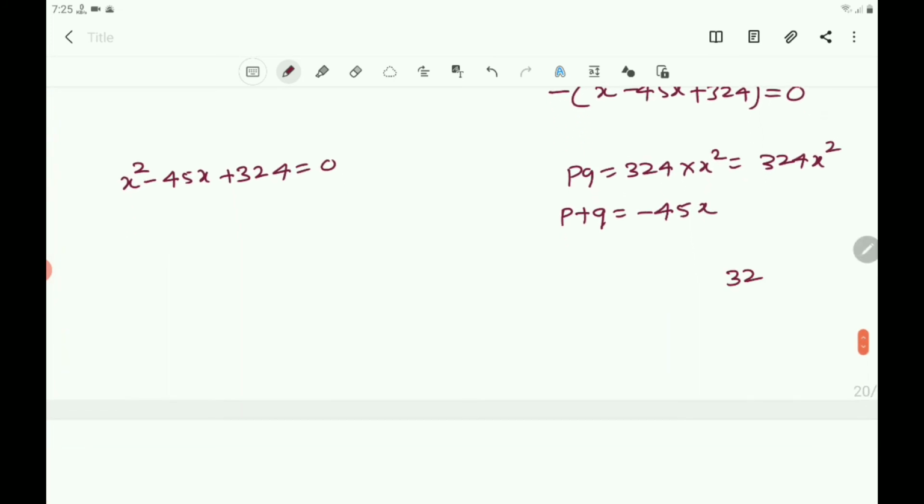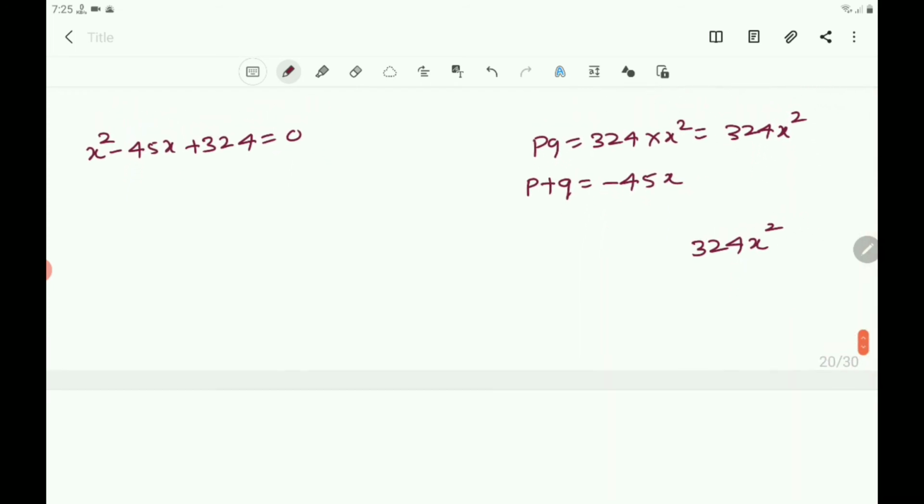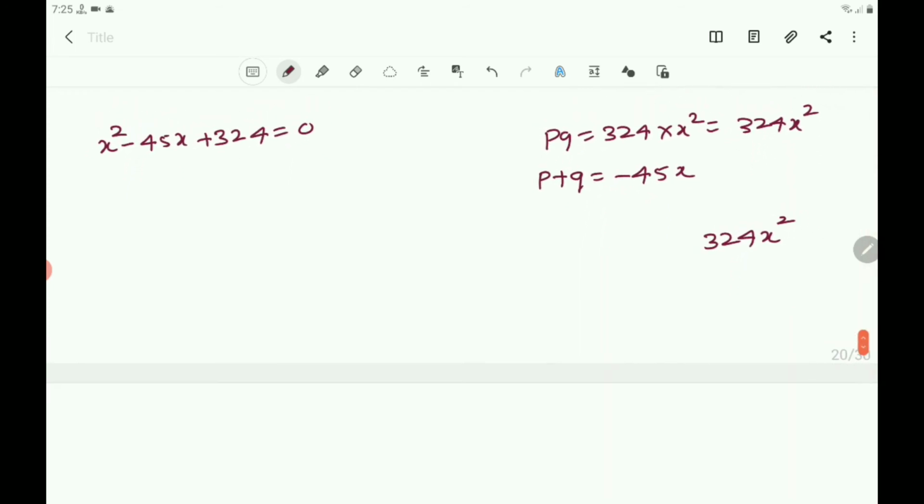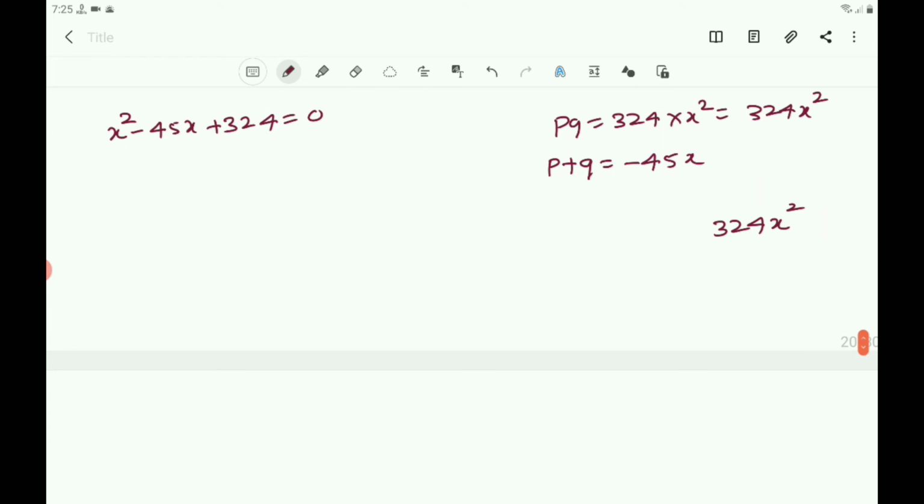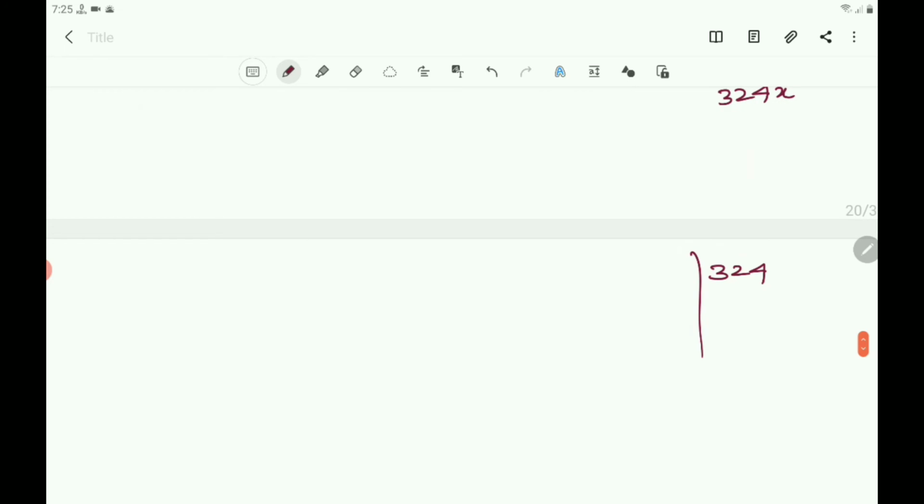So here 324 x square. Now as this is a little greater number, factorize it first separately, that is 324. Find the prime factors to make it easy. 2 1s are 2, 2 6s are 12, 2 2s are 4, 2 8s are 16, 2 1s are 2. Then it is divisible by 3, 3 2s are 6, 3 7s are 21.